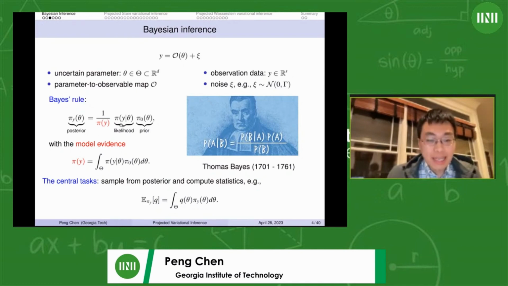Then Bayes' rule says that the posterior distribution of theta is given by the likelihood function times the prior, under the condition that the noise and theta are independent. This is divided by a normalization constant, a model evidence term, which is the integral of the likelihood function with respect to the prior. The central task of Bayesian inference is typically to draw samples from this posterior distribution, or to compute some statistics. Like here, we have a quantity of interest Q, and we want to compute the integral of Q with respect to the posterior distribution. Essentially, we still need to draw samples from this posterior distribution.